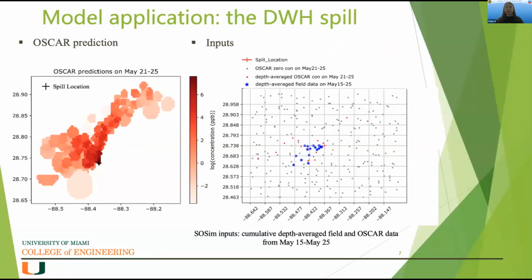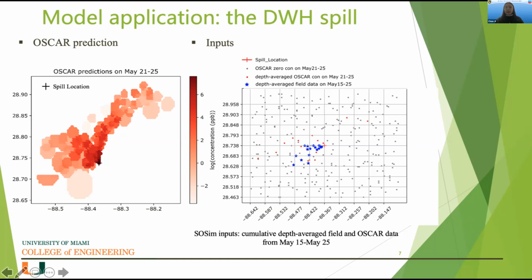Next case study is the Deepwater Horizon oil spill. SOSim is applied to predict the submerged oil trajectory. Here is a cumulative trajectory prediction from OSCAR. It shows a southwest and northeast direction.